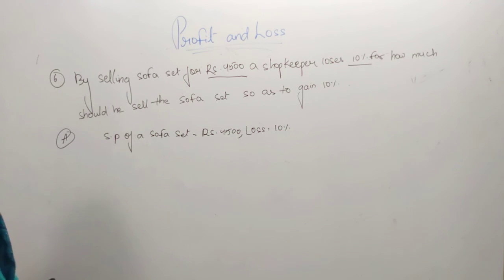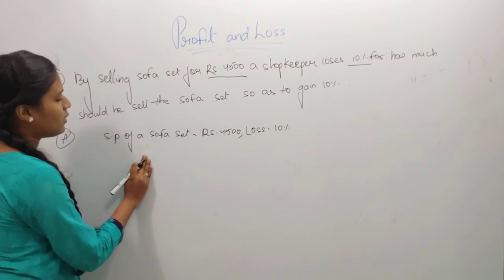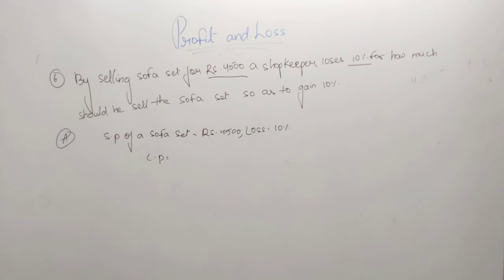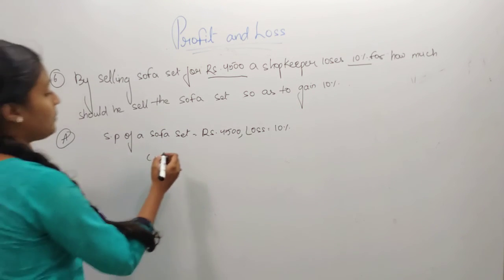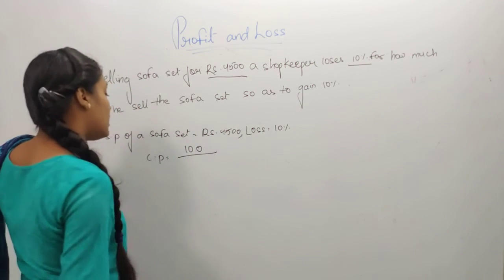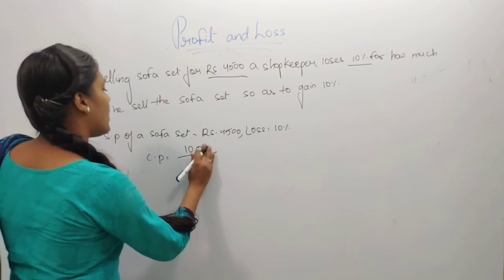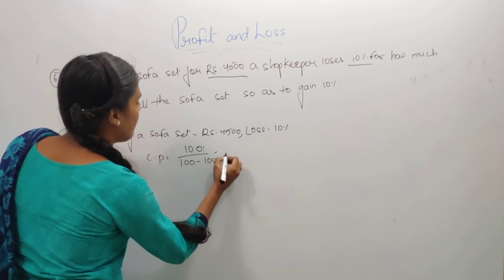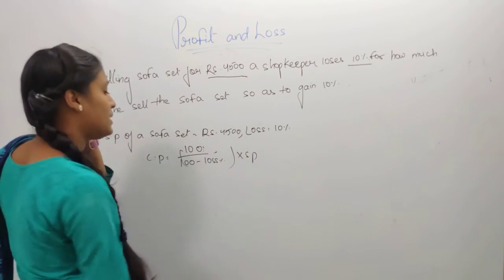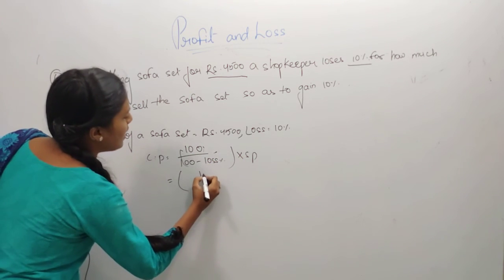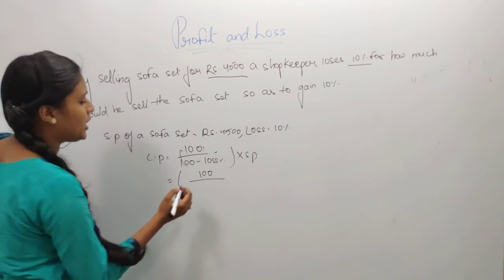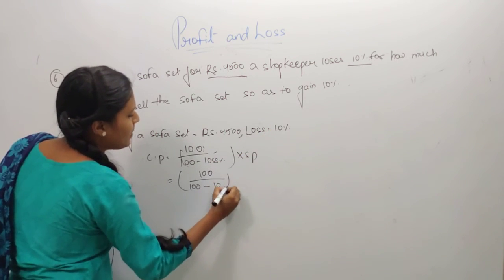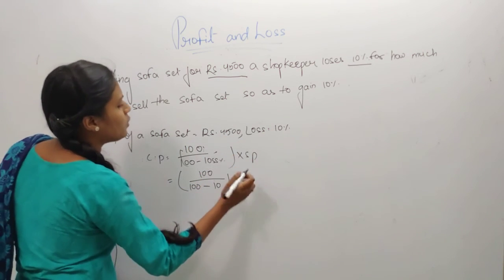Now what is the formula we have to use? Cost price is equal to, what is the formula? 100 by 100 minus loss percent into SP. SP means selling price. Now substitute what is given in the question. 100 by 100 minus loss percent, how much is it given? Minus 10 into SP, selling price, how much is it given? 4,500.